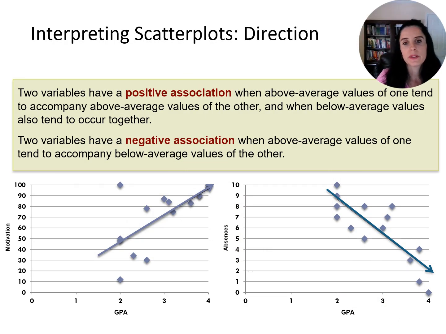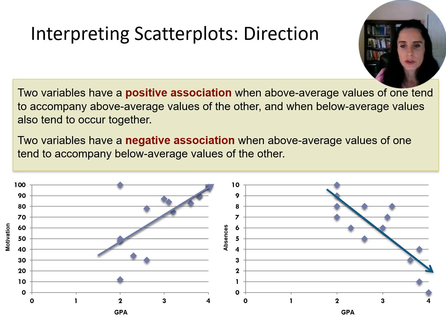Let's first talk about the direction of the relationship that we're investigating. We say that two variables have a positive association or a positive relationship when higher values on one variable are associated with higher values on the other variable, or lower values on one variable are associated with lower values on the other variable.